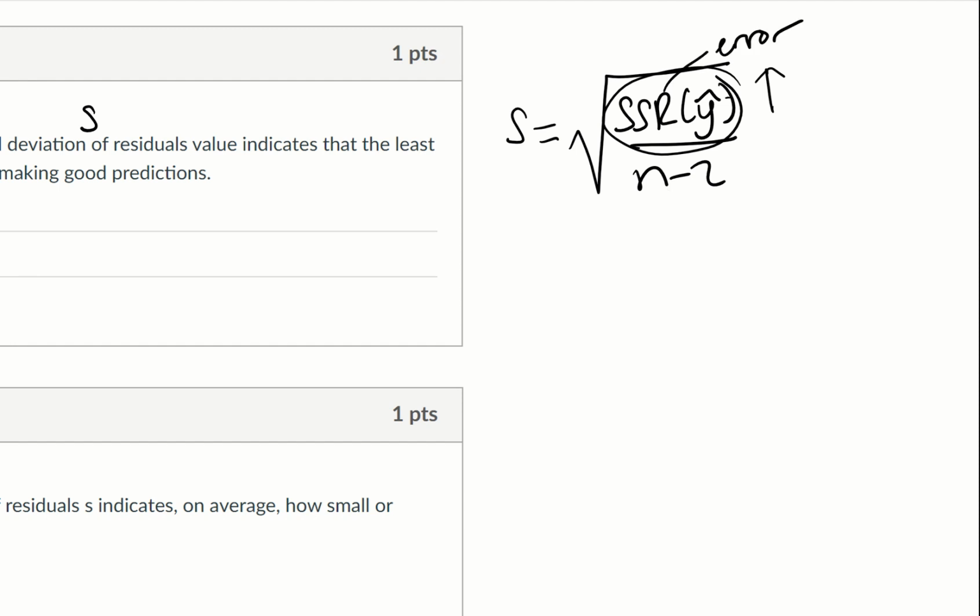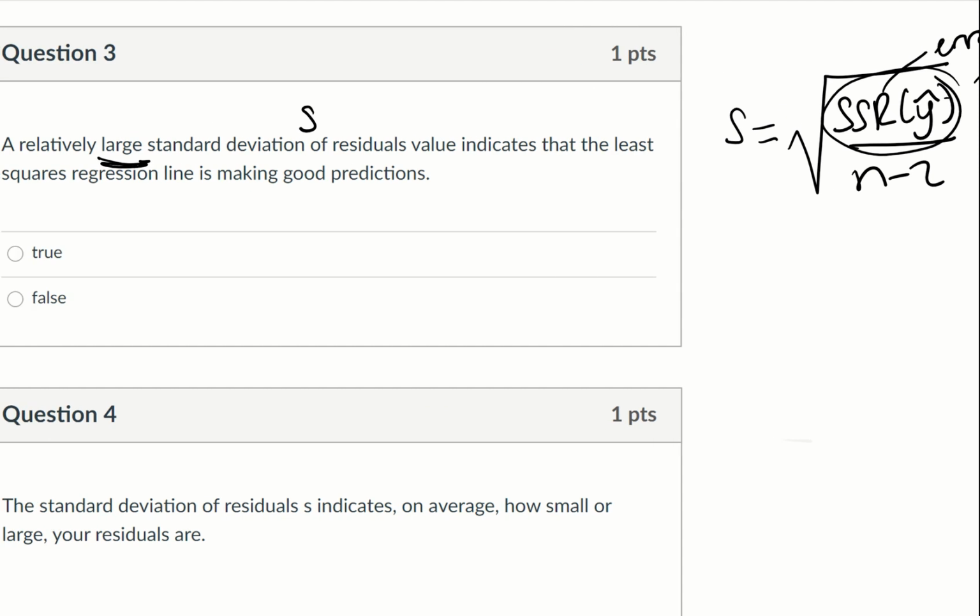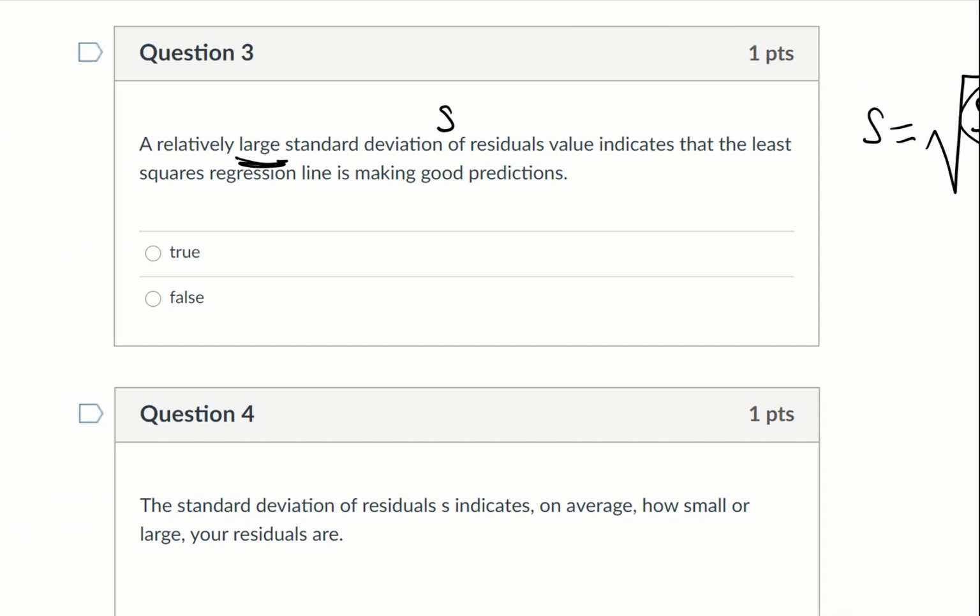Because residual means error. And if the error is large, well, then that means that we don't have a good model here, right? If our model has large errors, then it's not a good model. And so if S is large, that means our regression model is very poor at making predictions. So a relatively large standard deviation of residuals value indicates that the least squares regression line is making bad predictions, not good predictions, or poor predictions. So this is false.